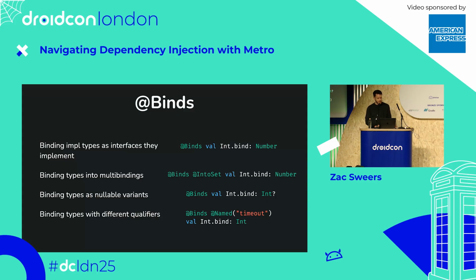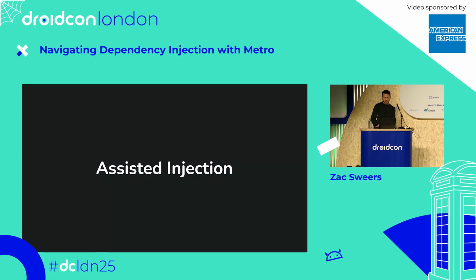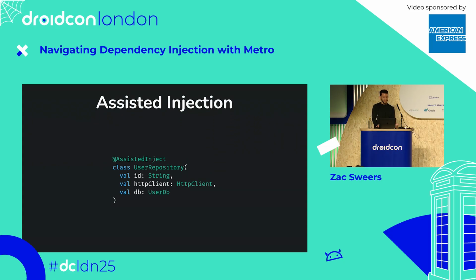Next, let's talk about assisted injection. In some cases, you may have a class that requires a runtime dependency to be instantiated. For example, consider an injected user repository that needs to know about a user ID in order to be constructed. We could put this ID on the graph, but it's not really something that we need on the graph. We may also want to create multiple user repositories for different IDs. So to support this, Metro has something called assisted injection.